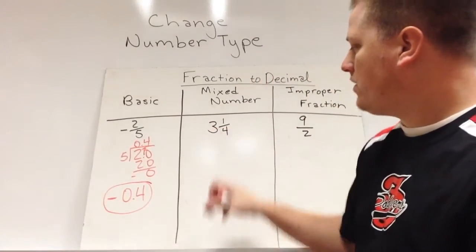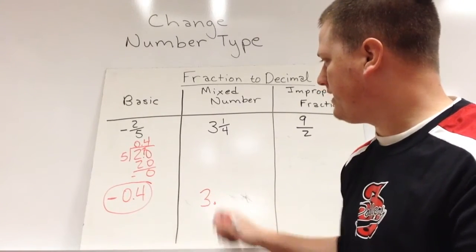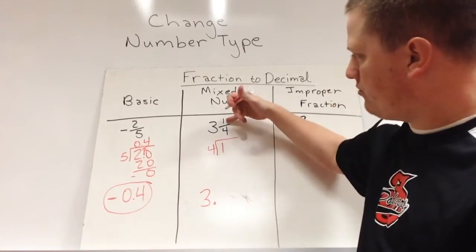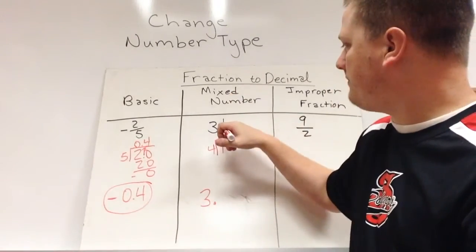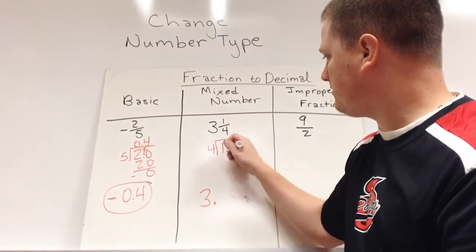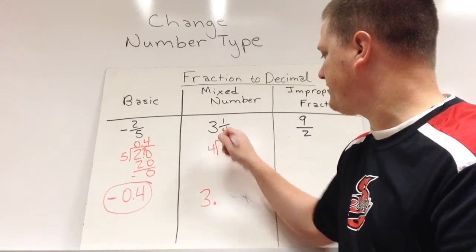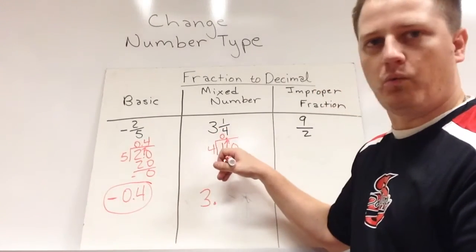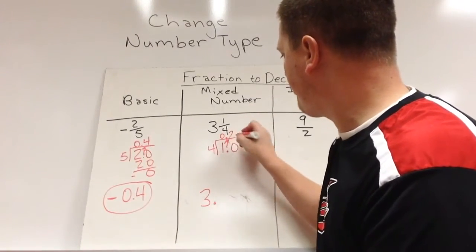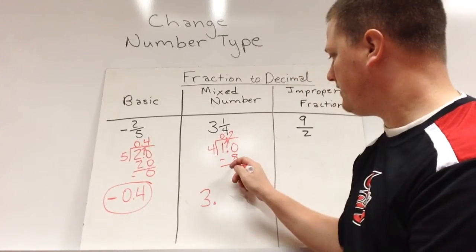For a mixed number, we can take our 3 and just put it in front of the decimal point, and then divide 1 by 4. The numerator goes inside the box, denominator goes outside the box. Again, 4 doesn't divide into 1, so I'm going to put a decimal and 0, bring my 0 up, bring up my decimal point. So 4 goes into 10 2 times. 2 times 4 is 8. We're going to subtract here, leave us with 2.